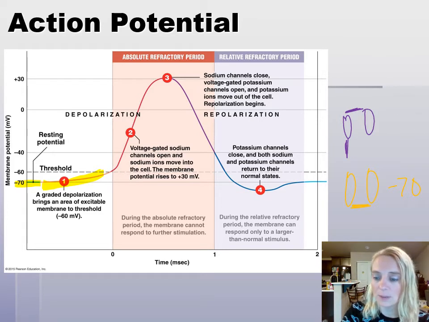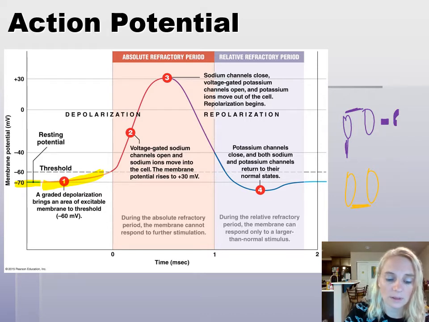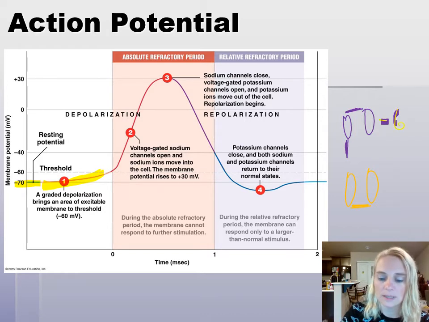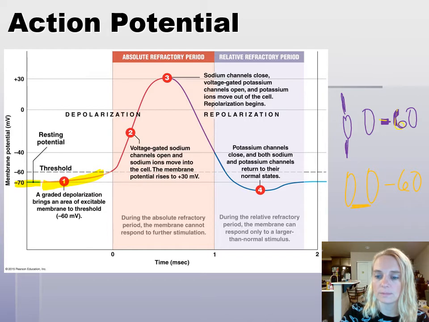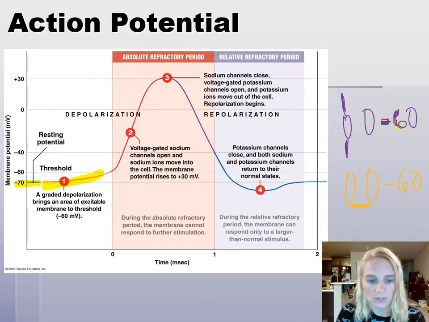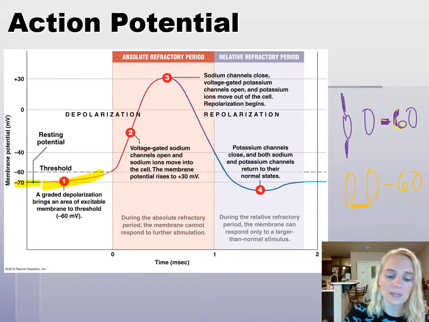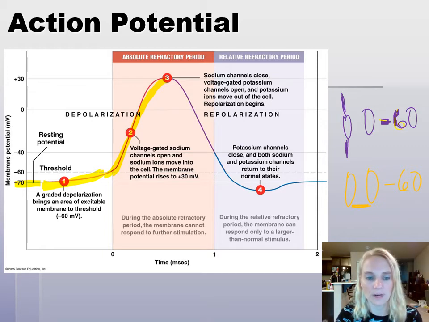So let's see what's happening with our channels. Ooh, I'm still in highlighter. So negative 60 millivolts. What do the gates look like? Well, the sodium gate becomes open. The potassium gate is still closed at negative 60. So with the sodium gate open, we get this rapid depolarization all the way from negative 60 to positive 30. So this is our depolarization stage.